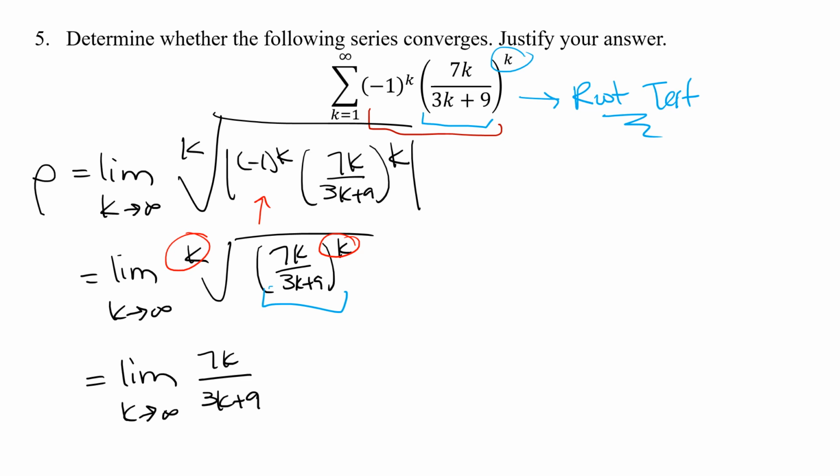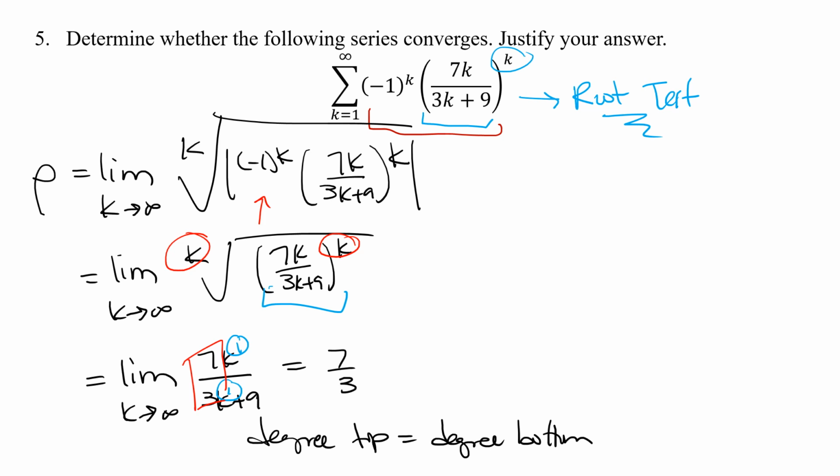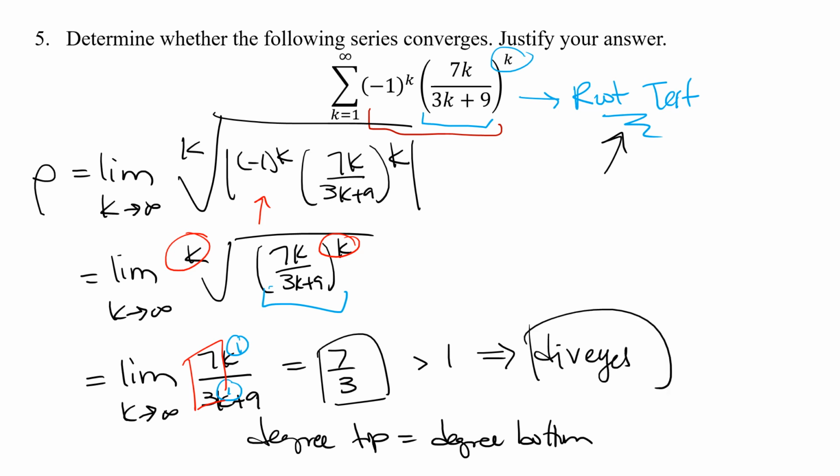All right, well, what do we notice now? We notice that the understood exponent for both of those k's is 1. Since the degree in the top is exactly the same as the degree in the bottom, we simply look at the leading coefficients, and so that limit would be 7 over 3. Since 7 over 3 is bigger than 1, based off of our root test, that means it diverges. And so we can justify that answer and say it diverges by the root test.